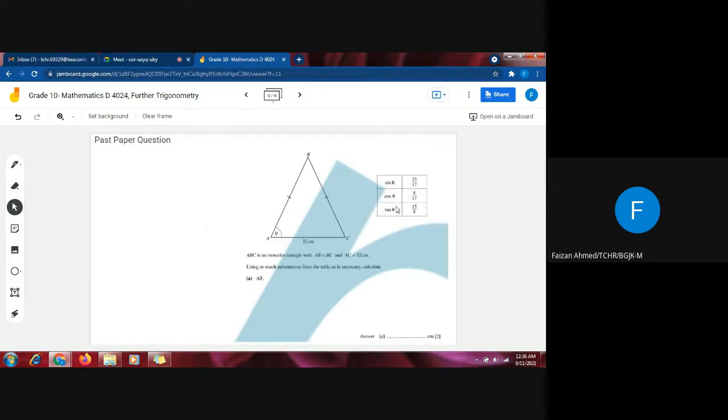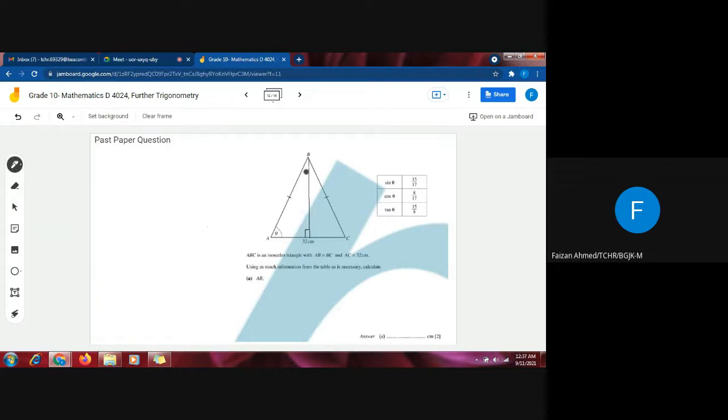Since these are trigonometric ratios, and we know that trigonometric ratios only apply on a right angle triangle, we have to make a right angle triangle over here. So what will I do? Since this is an isosceles triangle, I will make a line from the top to the bottom, dividing this triangle into two equal halves, and this is the 90 degrees. These two are now my right angle triangles, and I can apply trigonometric ratios on them.